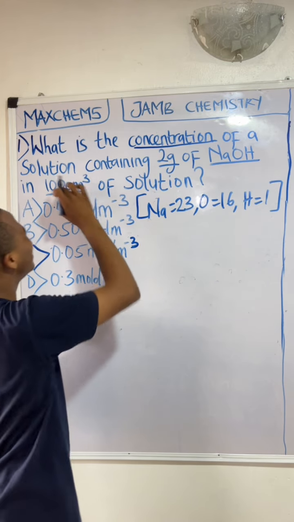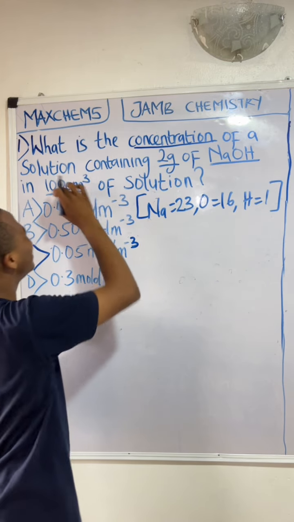Now, what did they give us? They give us 2 grams, which is the mass. Did they give us the mole? They didn't. Did they give us the volume? Okay, they give us the volume to be 100 cm³.